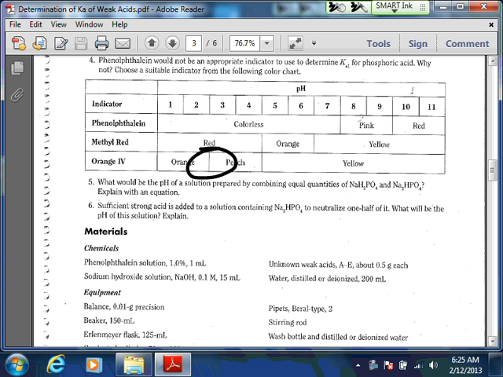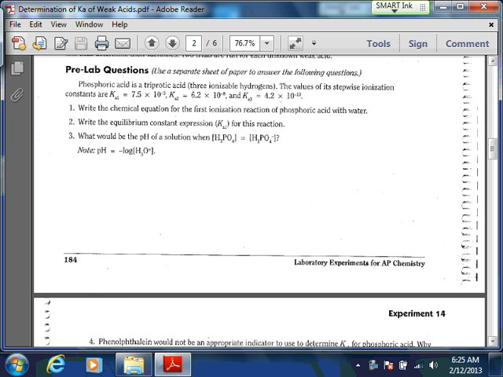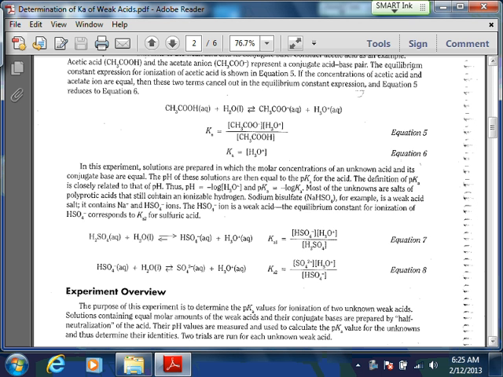Okay, what would be the pH of number 5? What would be the pH of a solution prepared by combining equal quantities of NaH2PO4 and Na2HPO4? Explain with an equation. All right, so I'm assuming that they give you those Ka values up at the top here.